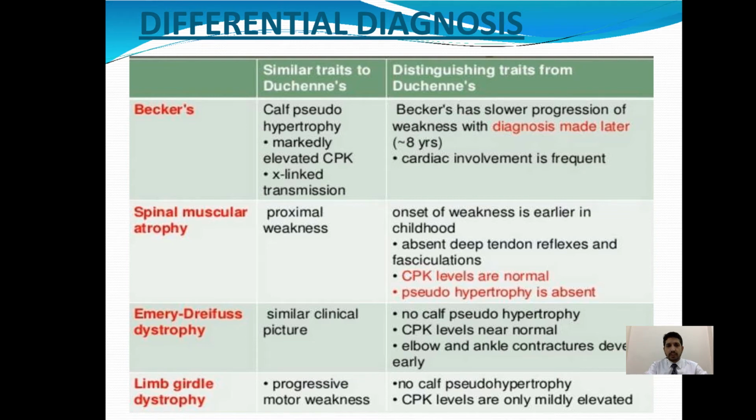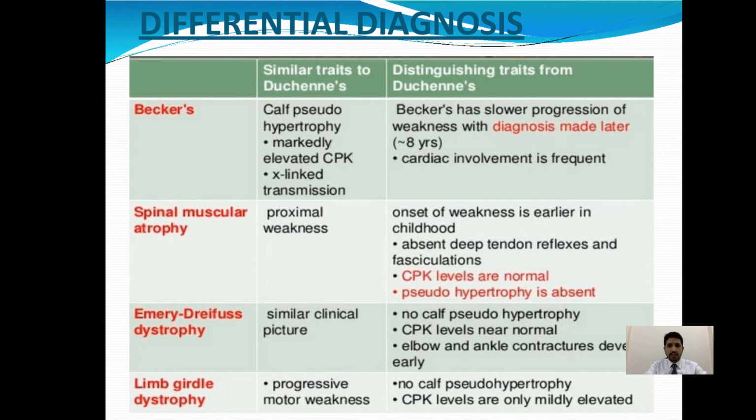Spinal muscular atrophy. Spinal muscular atrophy is a disease of the anterior horn cells of the spinal cord. So this is not truly a muscular dystrophy, but it demonstrates proximal weakness. So it resembles Duchenne muscular dystrophy in the sense that both have proximal muscle weakness. But it differs from Duchenne muscular dystrophy in that deep tendon reflexes are absent and fasciculations are present. And CPK levels are normal, pseudohypertrophy is not present.